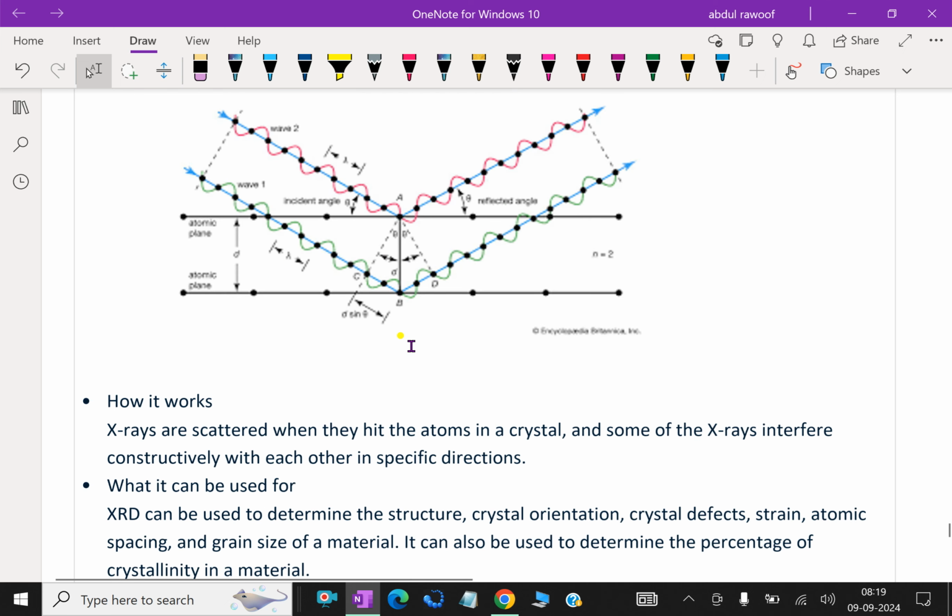So far we discussed the interference and diffraction of light and its various definitions.